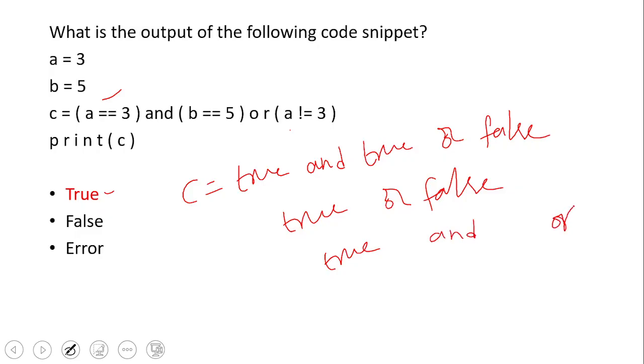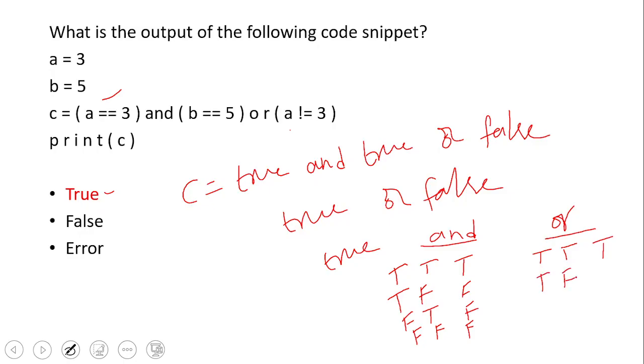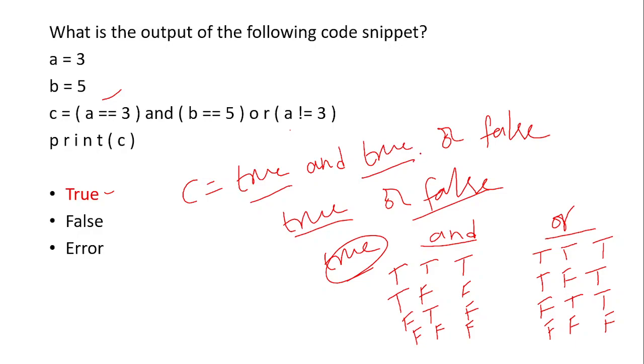So if you are having and, true and true is true, true and false is false, false and true is false, false and false is false. This is for and. For or, true or true is true, true or false is true, false or true is true, and false or false is false. Okay, this is for or. So true or false is true. For and, true and true is true. Okay, so you need to remember, and means both have to be true, then only it will become true. But for or, if any one is true, it's enough for the true. If both are false, then only it will be false.